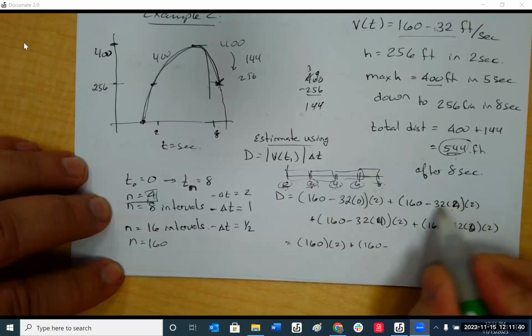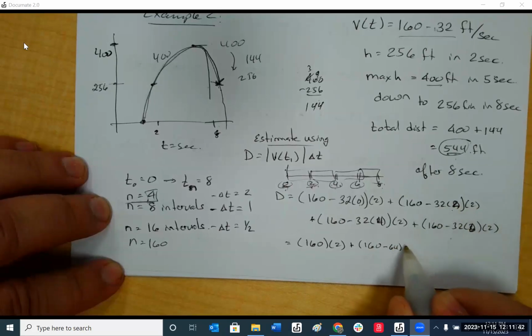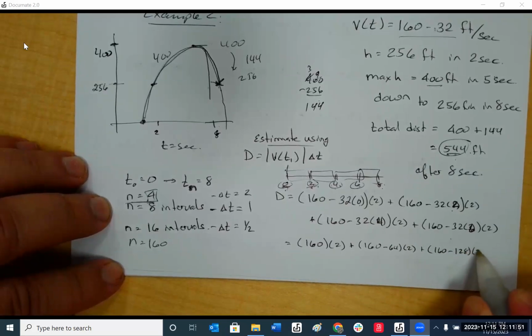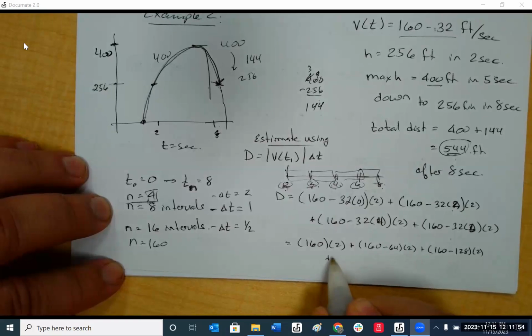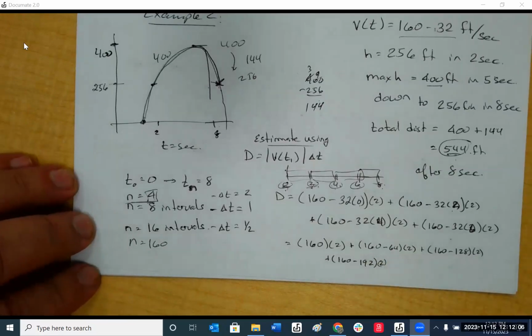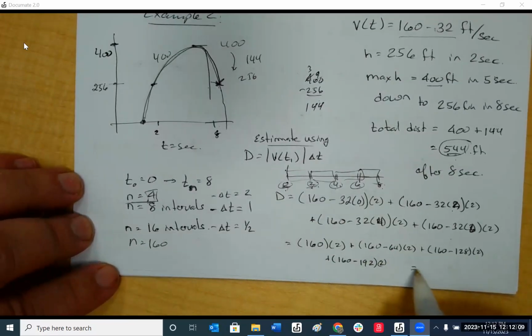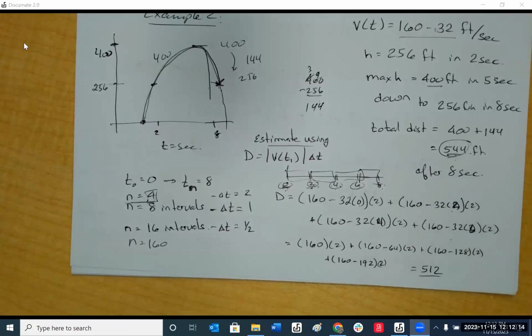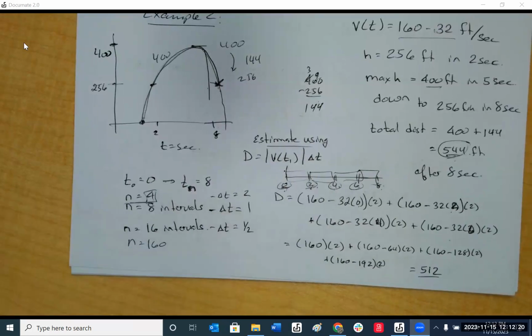160 minus 32 times 4. 160 minus, that's 128. 160 minus 32 times 6. If we do all those, we got what? And we figured it's going to be lower than 544 because it's the lower end. It's a very big difference too, because we only took 4 intervals.